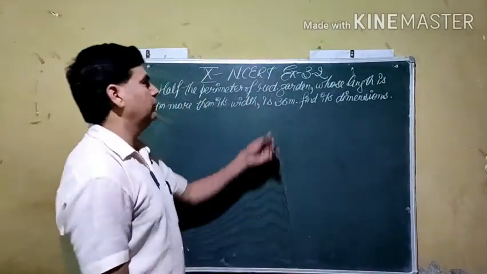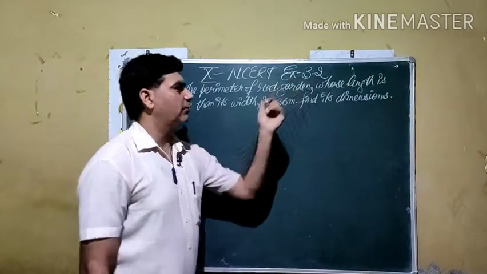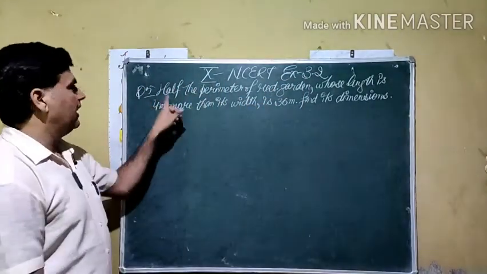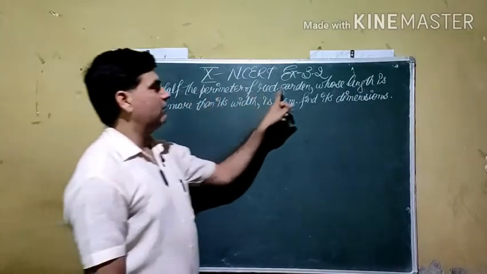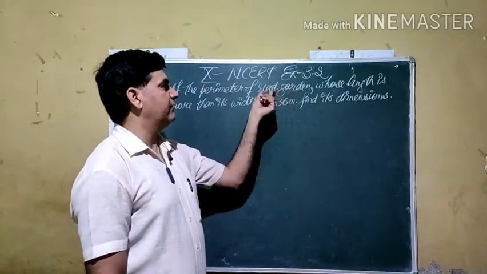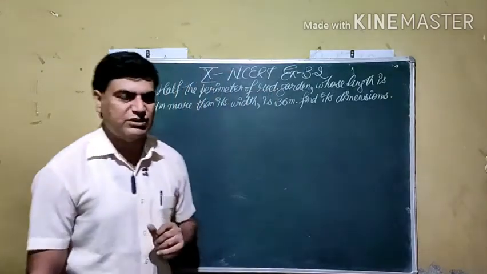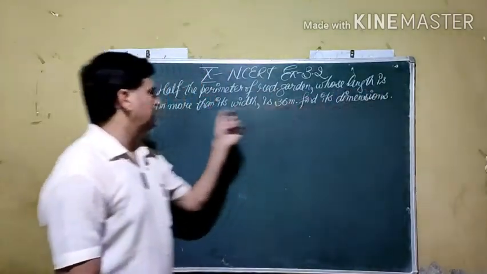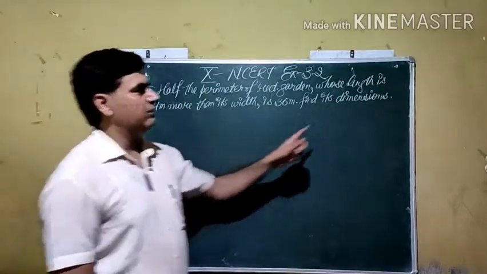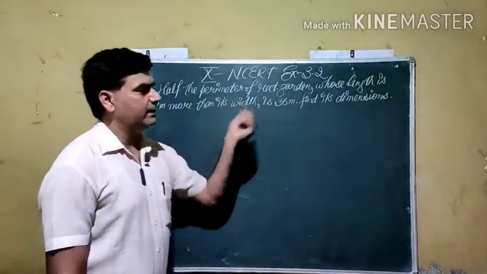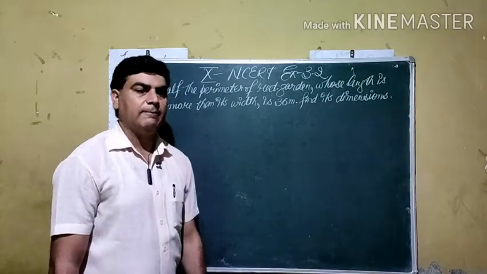We are going to continue exercise number 3.2 of NCERT class 10, question number 5. Here the question is given: half the perimeter of a rectangular garden. The shape of the garden is a rectangle. We know that in a rectangle there are two dimensions, one is length and the other is breadth. Here it is given that the length is 4 meter more than its width. It means the length is 4 meter bigger than the width.